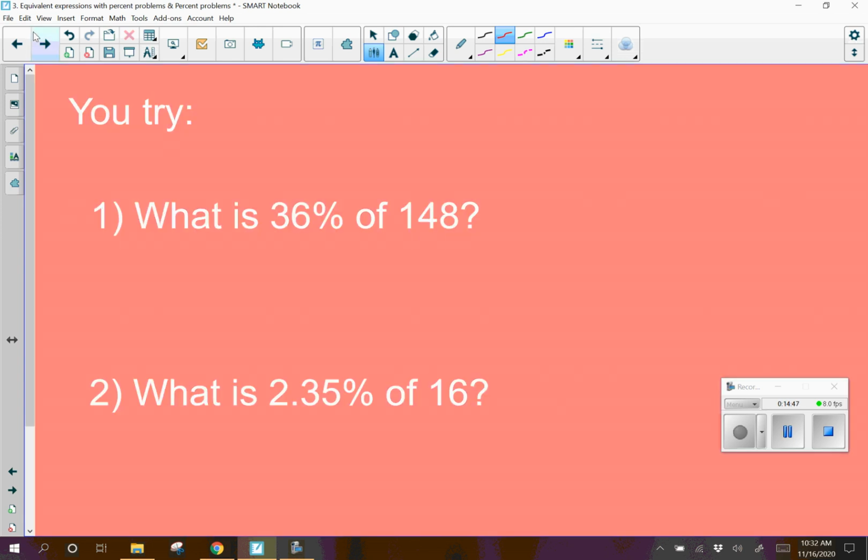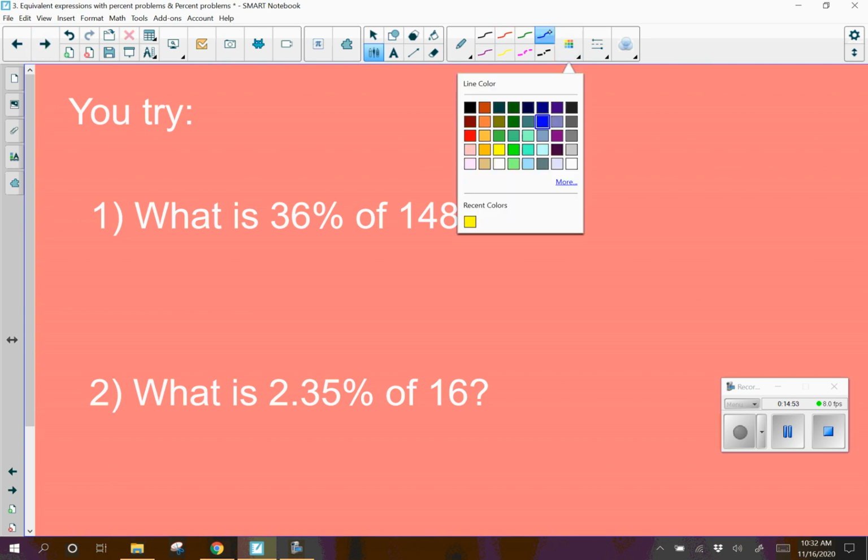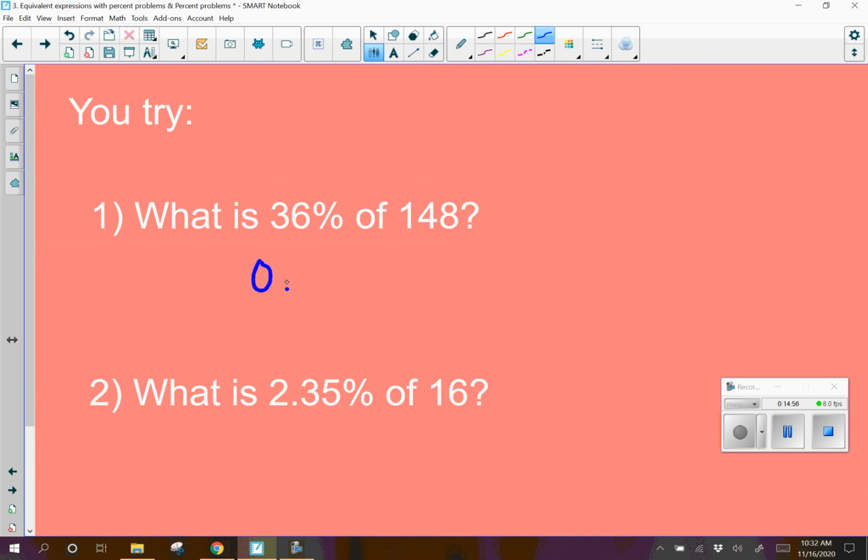So let's try a couple of these ones. What is 36% of 148? Well, 36% written as a decimal is 0.36 times 148. Let's go ahead and try that on our calculators. 0.36 times 148 gives me 53.28.